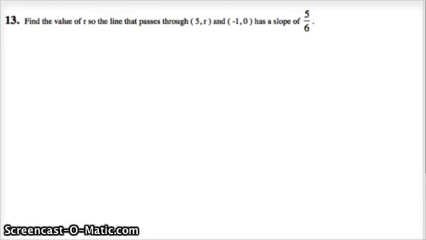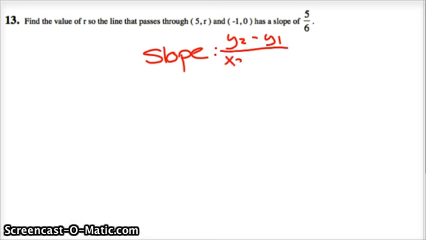Question 13 says to find the value of r so that the line that passes through (5, r) and (-1, 0) has a slope of 5/6. First of all, remember that our slope is going to be our rise over run, or our change in our y's over our change in our x's. So y2 minus y1, the change in the y's, over my change in my x's, or x2 minus x1.